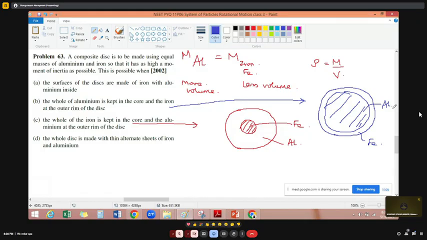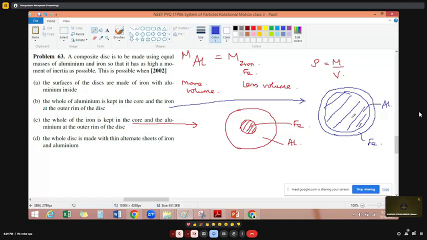Which one do you think will give you higher moment of inertia? Sir, both have equal masses, then how to find? Equal masses, that's a trick they have used here. Mass is equal, but the volume is bigger for aluminum, so it will be occupying more space. Are you following?